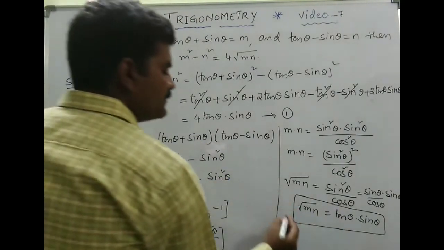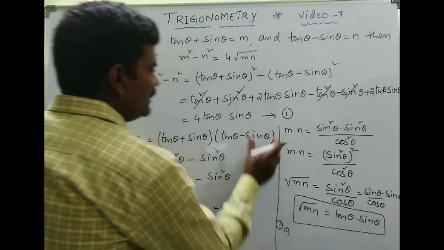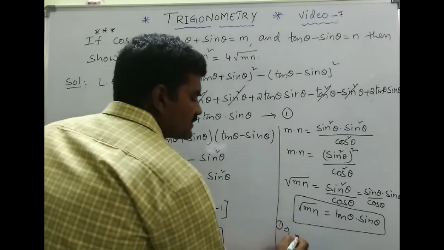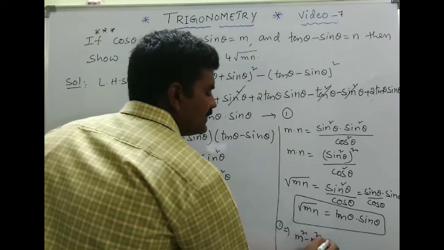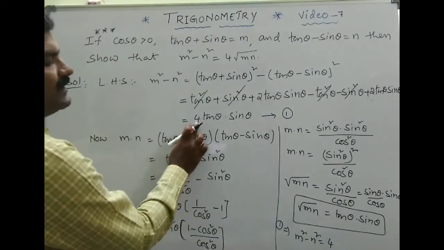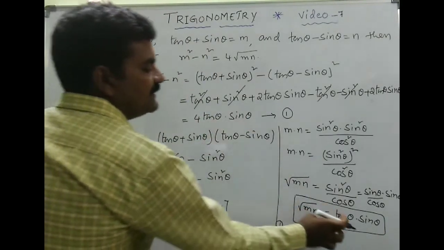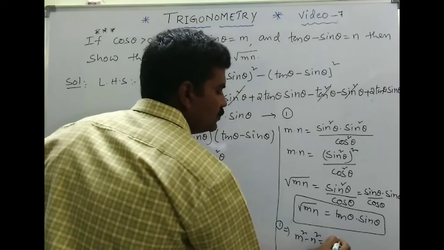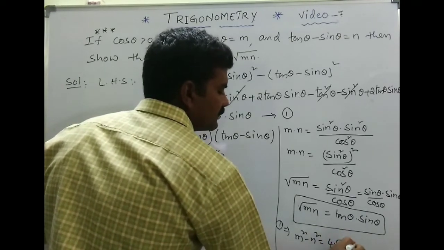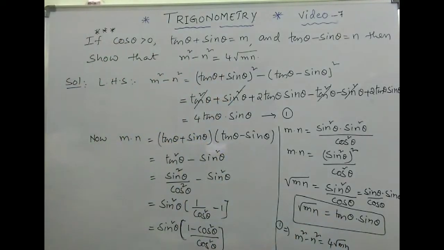Now if you substitute this value in equation 1, n square minus n square is equal to 4 into tan theta and sin theta. I can write it as root mn. So which is the condition to prove.